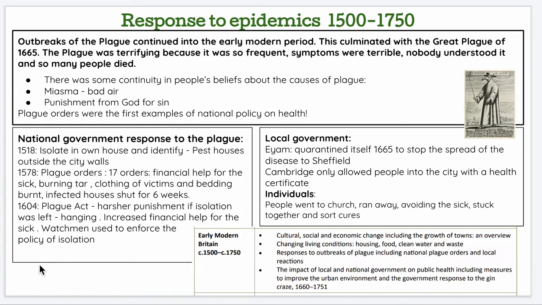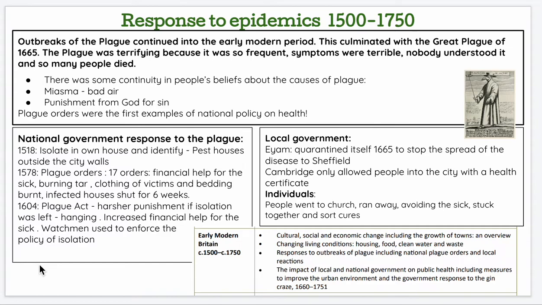Okay. So we're going to go on to look at those national responses to the plague, and they start in 1518. In 1518, we see Henry VIII's royal proclamation, his order that houses infected with the plague in London should be identified and isolated. And we know that people had to hang bundles of straw from their windows for 40 days, and people who left their house had to carry a white stick. So this was to warn others to avoid them in the streets. And isolation becomes the main method of plague prevention for the next 150 years.